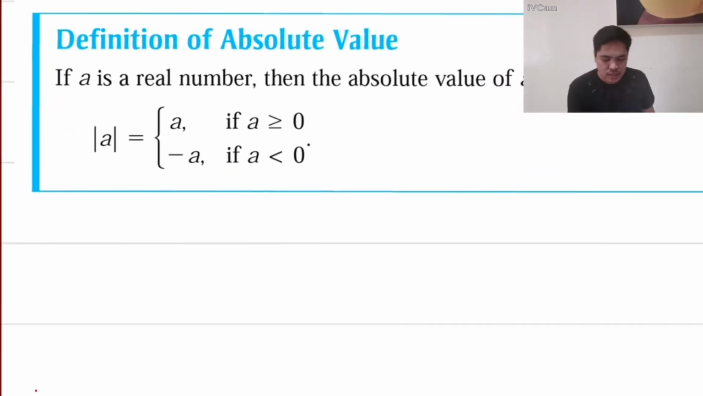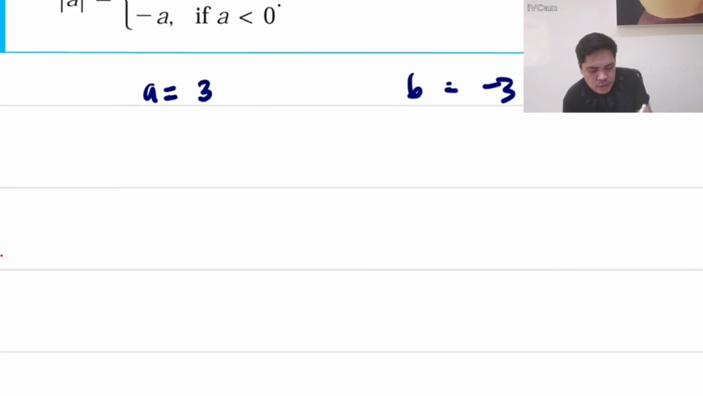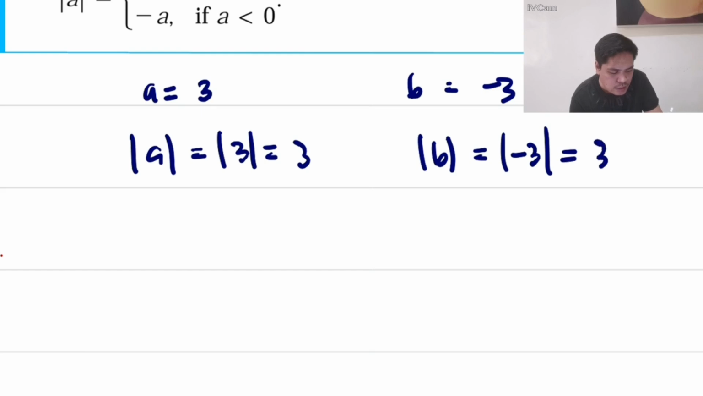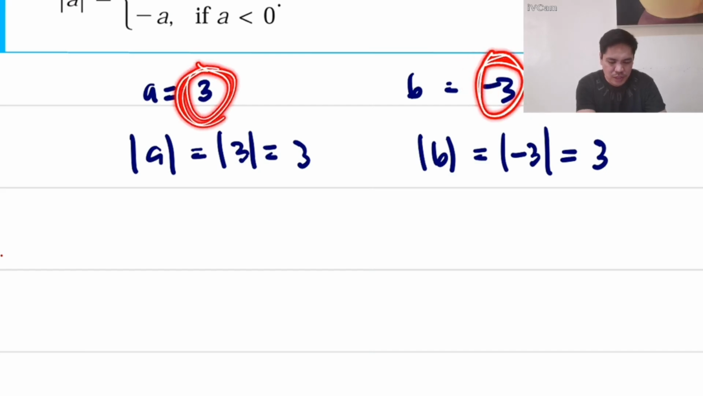So how do we imagine this in terms of distances? So for example, again, look at na lang negative 3. So let's say A is 3 and let's say B is negative 3. Okay. So the absolute value of A is of course 3. So the absolute value of B, that is absolute value of negative 3, is still 3. So we have 2 different numbers, but they have the same absolute values. So if we are looking at this in terms of distance, we have two values na magkaiba, pero pareho sila ng magnitude. So ano yung magnitude na sinasabi dito?